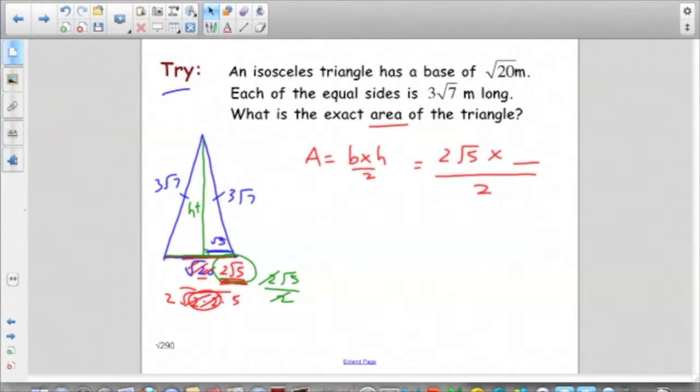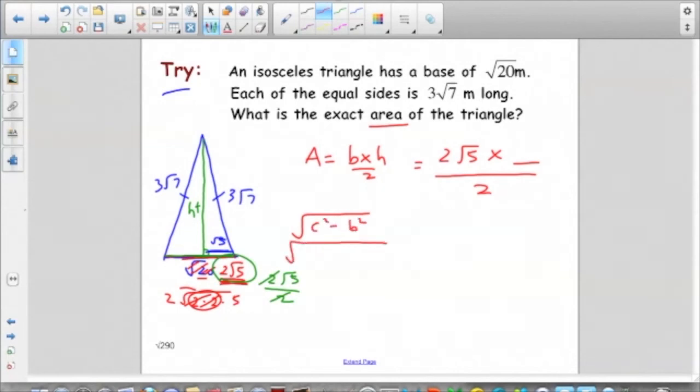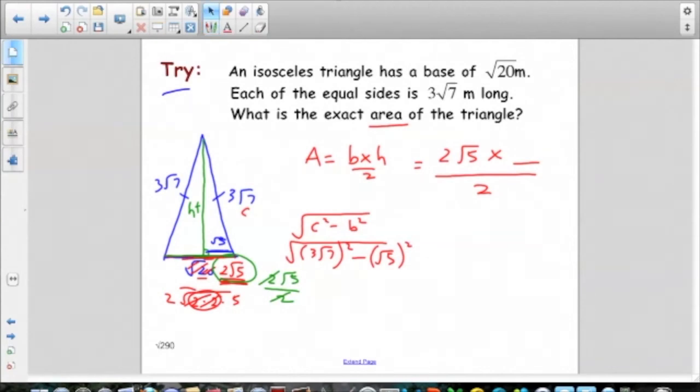Okay? So now, root 5, let's do our Pythagoras. C squared take away B squared. So we have C, which is the side right here. It is 3 root 7 squared. Take away the bottom here, the base, which is root 5 squared. Okay, so let's just do some math. So we know that we square that first to get 9. And that 2 and that square root cancel each other, get 7.